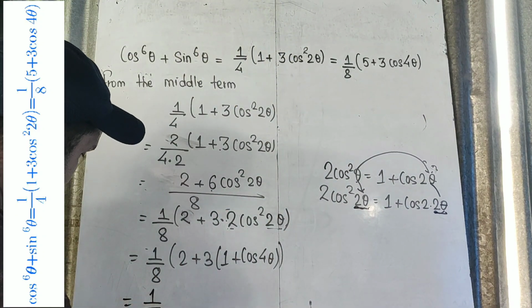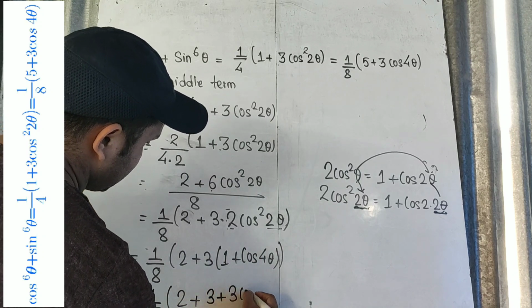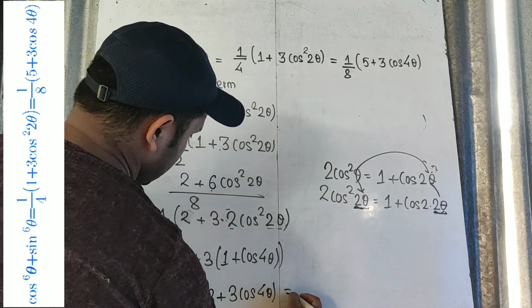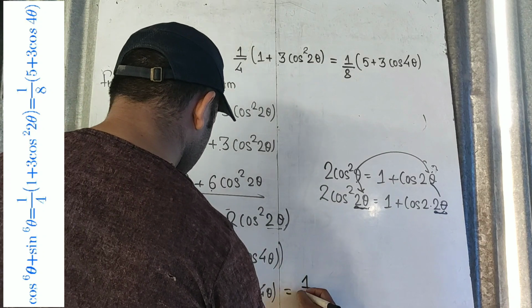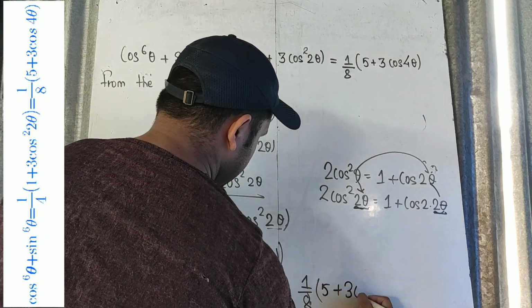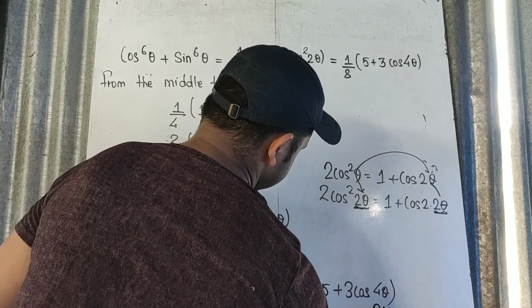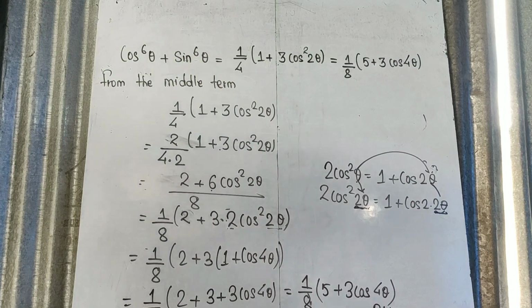Now multiply this. 3 1 is 3 plus 3 cos 4 theta. Now one more step. 1 by 8, 2 plus 3 gives you 5 plus 3 cos 4 theta. This is our right hand side. This is our RHS.